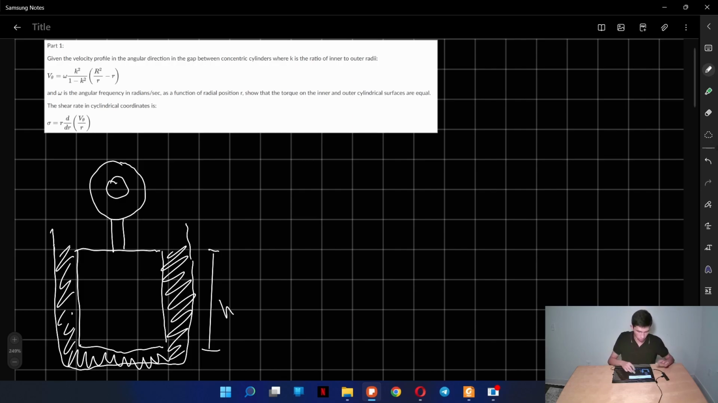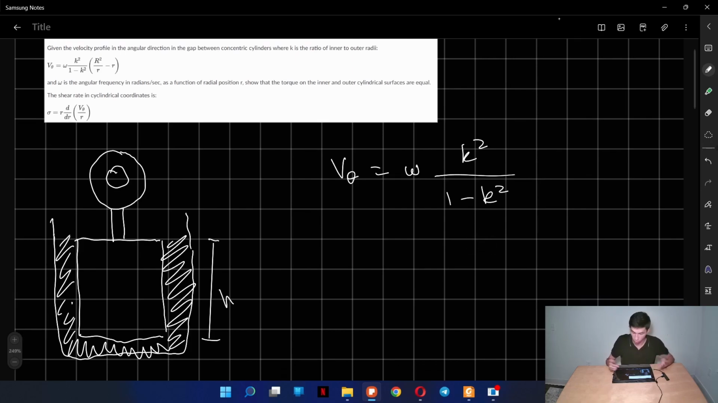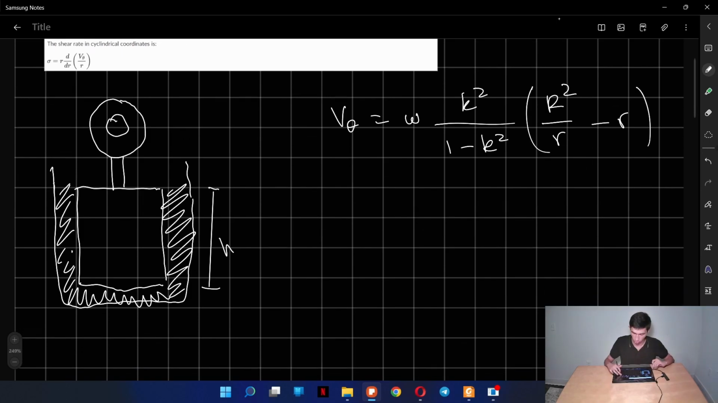So we're given a velocity profile, this equation. Let's write it down here. The velocity directed to the theta angle is equal to omega, which is the angular frequency in radians per second, times k squared over 1 minus k squared, where k is just the constant which represents the ratio, and then big R is the outer radius, and the small r is the independent variable in our question.